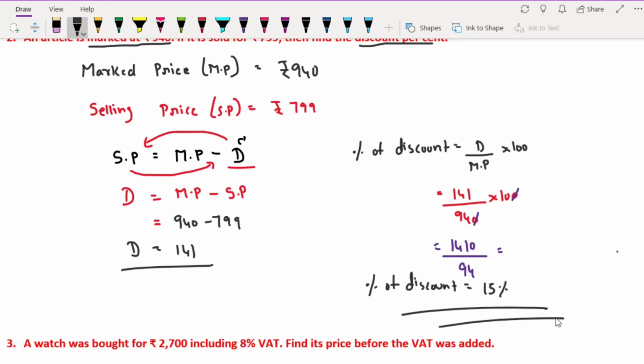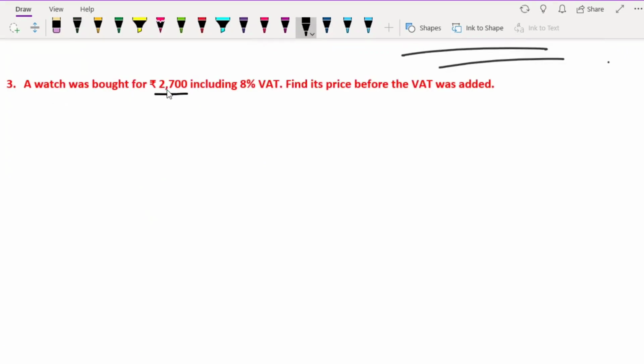Okay. And that's it. A very simple one. A watch was bought for rupees 2,700, including 8% of VAT. VAT is nothing but value added tax. Find its price before the VAT was added. Okay. Before the VAT was added. Okay. So cost of watch, including tax. How much is it? 2,700. Okay, 2,700.